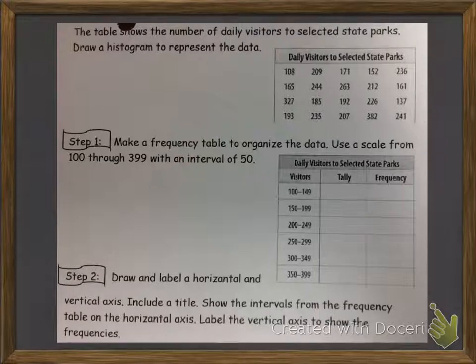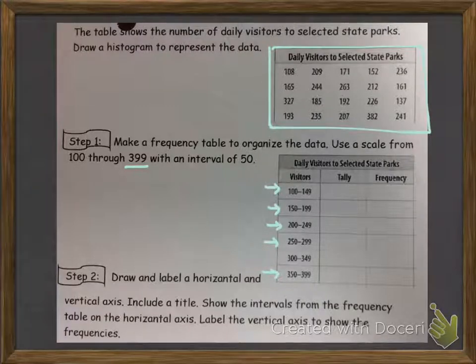That means that right here we have 50 numbers from 100 to 149. Then we use the next set of 50 numbers, next set of 50 numbers, all the way until we get to the last interval they told us, which was 399. So then we tally up. We want to go through here and we want to say how many visitors were between 100 and 149. When we look at our table up here, that's where we're going to find out.